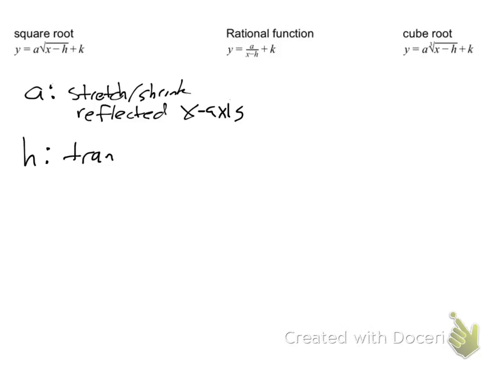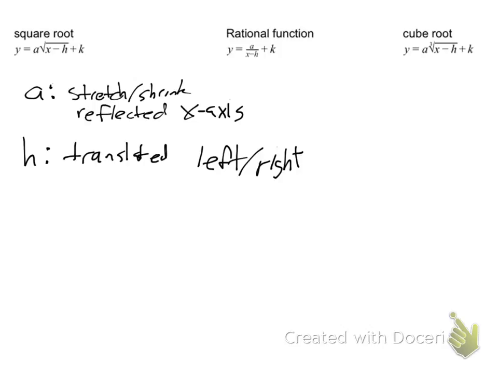How about translated? H translates left or right. If it's negative 1/2, it's reflected and a shrink of half. So if it's negative 3, then it's a stretch and then... Yes. So if it's negative 3, it's a stretch of 3, but reflected about the x-axis.